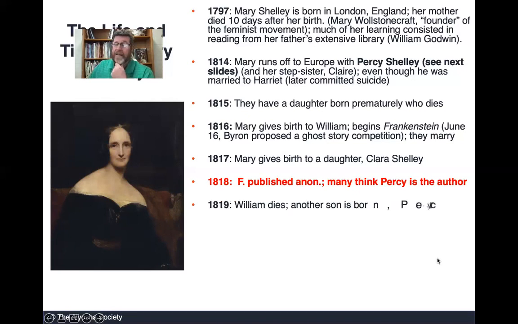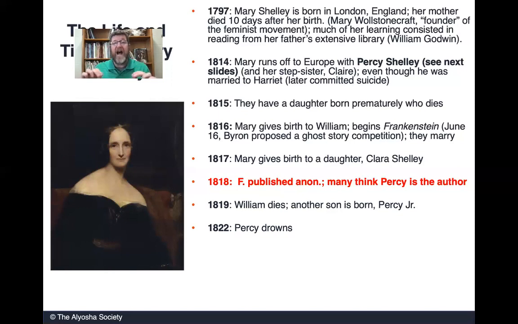Now, the next few years are going to be brutal for Mary Shelley. William, who was born back in 1816, dies. She gives birth to another child. She names him Percy Jr. Okay? It just keeps coming. Percy drowns in 1822. Not Percy Jr. Her husband, Percy Shelley, drowns.